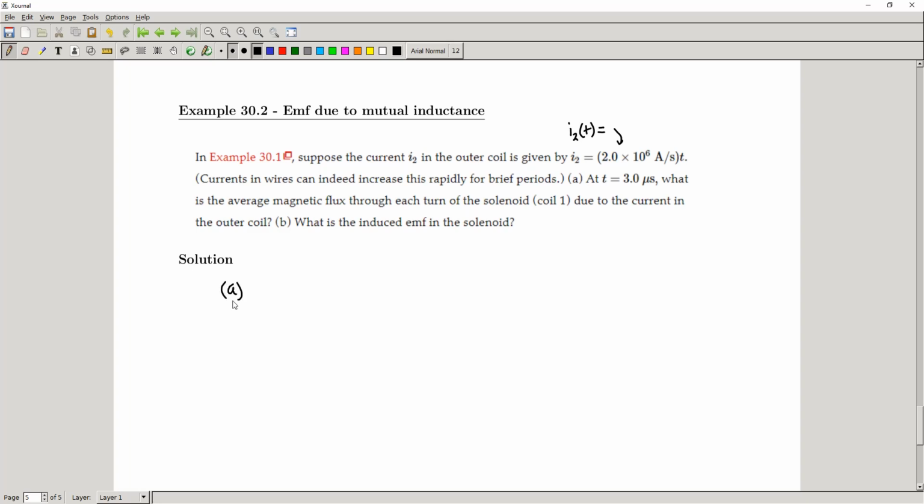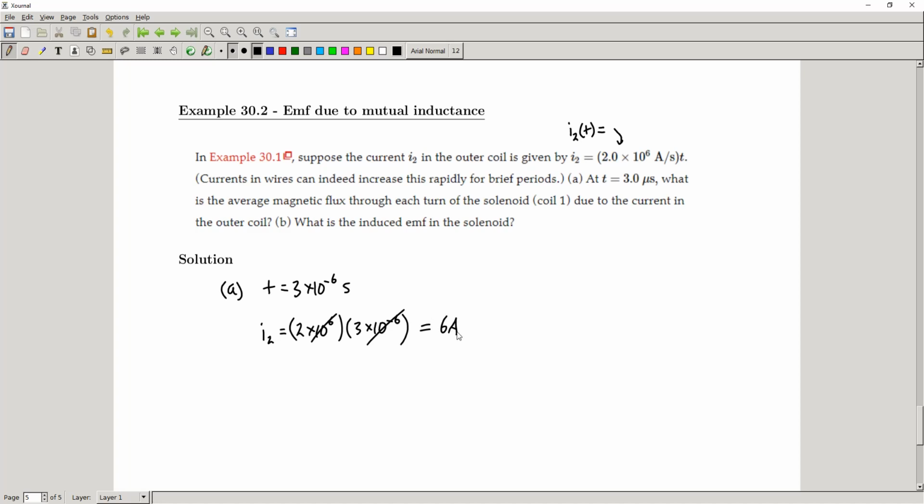So in part A, we have a time equal to 3 times 10 to the minus 6 seconds, and we want to know what I2 is at that time. We know that I2 is a function of time, so this is just going to end up being 2 times 10 to the 6, and then we're going to multiply this by t, which is 3 times 10 to the minus 6. Well, we can see what's going to happen here. These are going to cancel very quickly, and we're going to find an I2 of 6 amps.